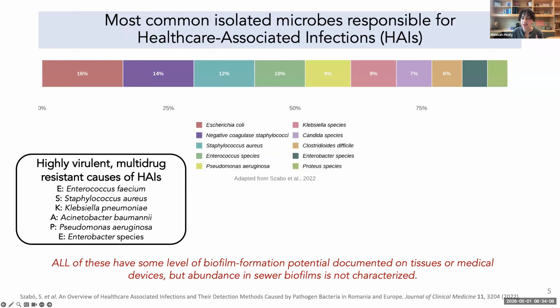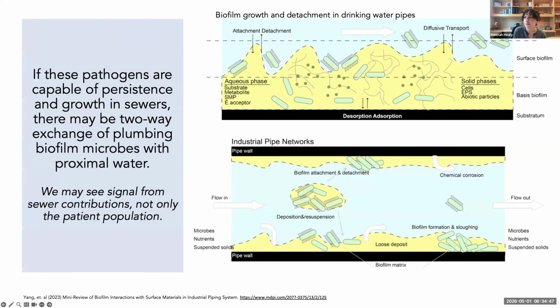This is generally documented on tissues because they're causative agents of skin and soft tissue infections, or on medical devices, things like on catheters where they can cause UTIs, or ventilators where they can cause ventilator-associated pneumonias. But they have some level of biofilm formation potential. However, their abundance in sewer biofilms specifically is not well characterized, but there could be potential for this environmental persistence and growth. And I'll note that some of these we have documented, and others have documented, to grow in sink drain biofilms, and that was some of what prompted this work.